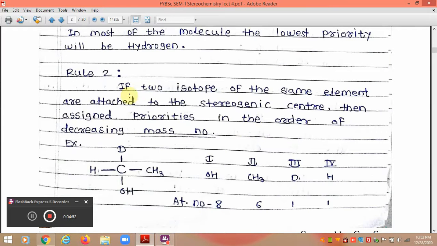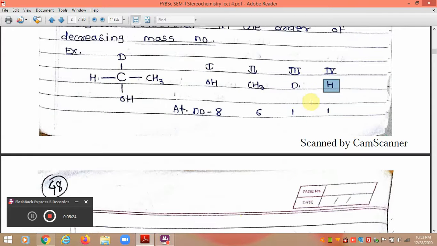Rule number 2 states that if two isotopes of the same element are attached to the stereogenic center, then priorities are assigned in the order of their decreasing mass number, because if these are isotopes, definitely they will have the same atomic number. In that case, the priority is given based upon the highest mass number or atomic weight. Here oxygen is attached to carbon, deuterium and hydrogen, both having the same atomic number 1, but deuterium has mass number 2 and hydrogen has 1.